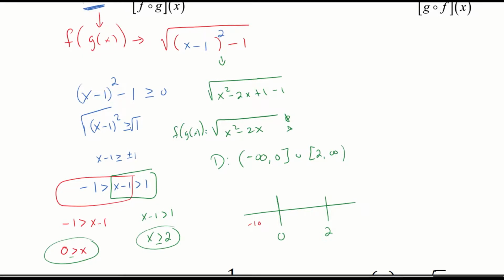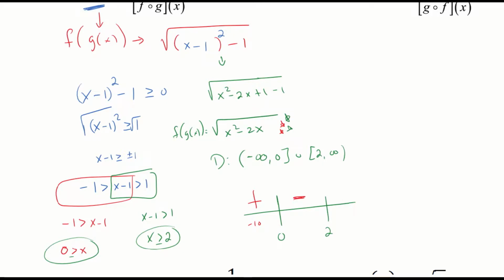So let's make life easy and choose a value like negative 10. If I plug in negative 10, that's 100 minus 20. So that's a positive 100. Well, actually a negative makes that positive, so a positive plus a positive is definitely positive. Some number between 0 and 2, well, 1 is a number between 0 and 2. If I plug in 1, I'm going to get 1 minus 2, which is definitely negative. So that means any number between 0 and 2, doesn't matter what the number is, I'm going to end up getting a negative inside my square root, which I don't want.